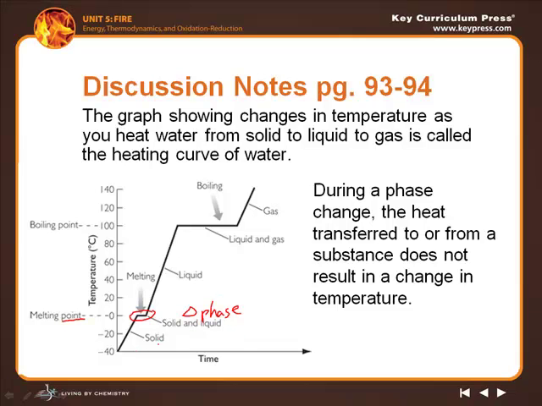So in order to take a solid that's below zero, you have to heat it up first till it gets to 0 degrees. Then when it gets to 0 degrees, all the heat you're adding is melting the ice. Then once it all becomes a liquid, you add more heat to it, its temperature will go up until it reaches another plateau. What's the second plateau at? 100 degrees, which is the boiling point of water. That's where you have a liquid and a gas.